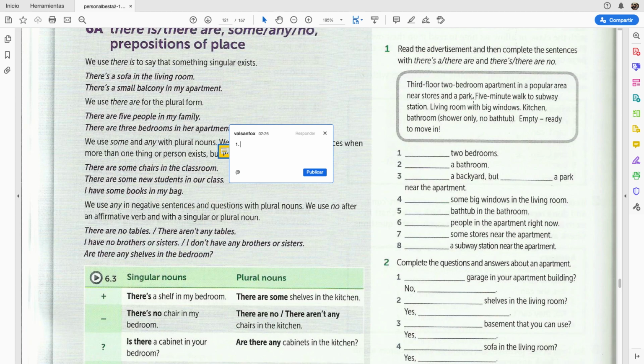If you look at this apartment, 2 bedrooms here, living room, empty, 5-minute walk, 2 bedrooms, yes. So here, say there are 2 bedrooms. Number 2, a bathroom, yes. How many? Only 1. According to this, only 1. So we say there is a bathroom.